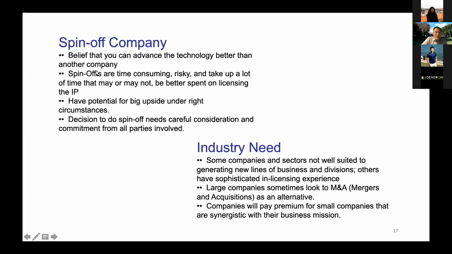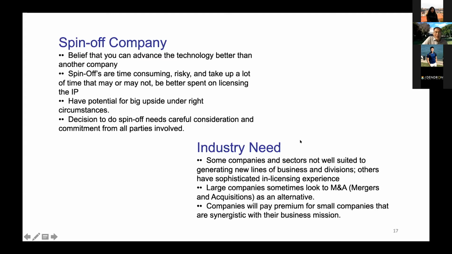And also the startup company is time consuming. Doing a startup is time consuming and also risky. It takes up a lot of time that may or may not be better spent on licensing the IP, right? It also has a potential for a big upside under certain circumstances. Also, the decision to do a startup or spin-off needs careful consideration and commitment from all parties involved. So this has to be clear in the first place.